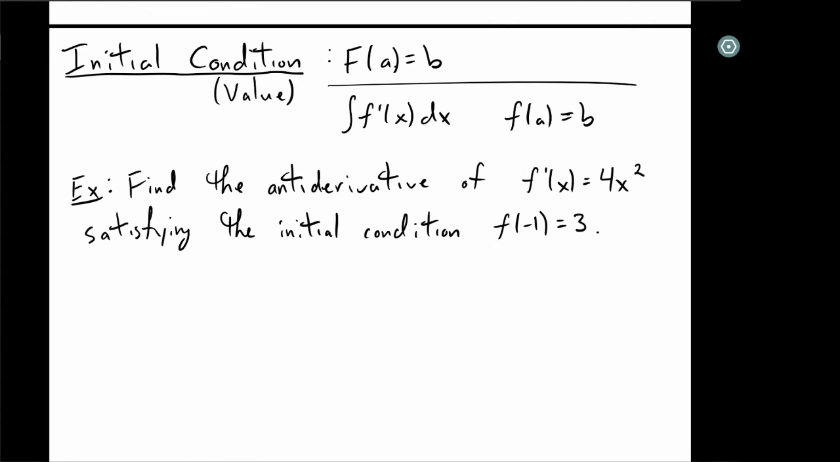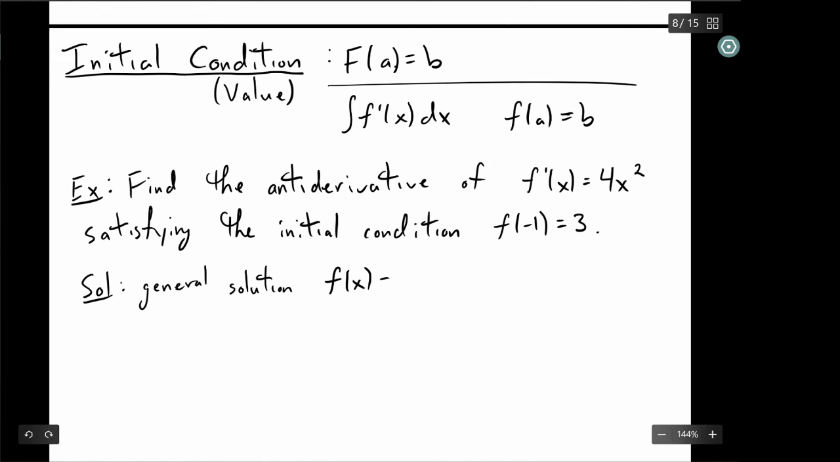So how do we do this? Well, let's just start by finding a general antiderivative, what we'll call a general solution. So this is going to be f of x, which is going to be the antiderivative of 4x squared dx. So that's 4/3 x cubed plus c.